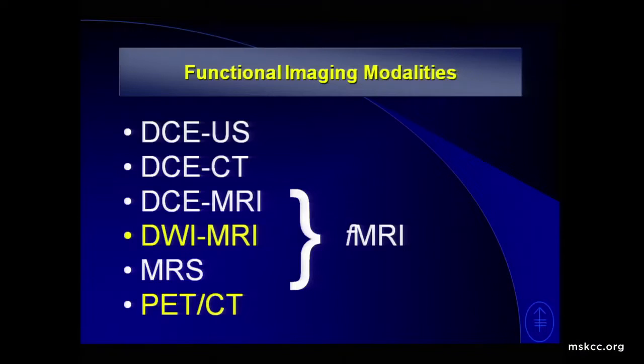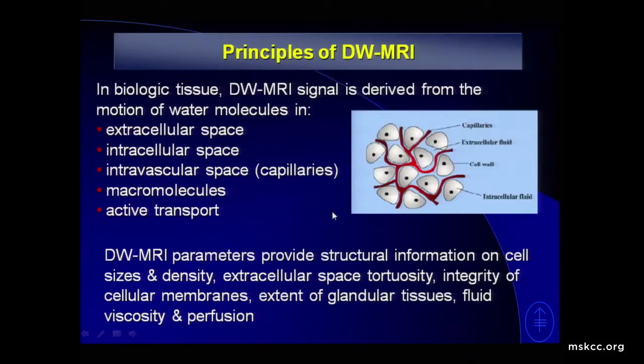There are different functional, or better, physiological imaging modalities, because they don't actually measure function, they measure physiology, used in GYN imaging, not just in endometrial cancers. You can have dynamic contrast-enhanced or perfusion ultrasound, CT, MRI, diffusion-weighted MRI, MR spectroscopy, as well as PET-CT. Since this is endometrial cancer and there's only 10 minutes, I'm going to concentrate on the role of diffusion-weighted MRI and PET-CT a little bit on evaluation of patients with endometrial cancer.